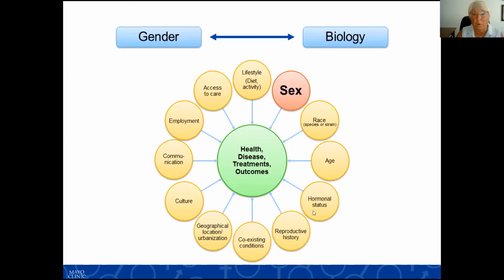Our hormonal status varies across the lifespan, and our reproductive history, another component of biology, is very important, especially for women, because many adverse effects of pregnancy carry lifelong consequences to development of chronic diseases as women age. So when we're considering these two factors in biology, we use the words male and female. For gender, we use men and women.